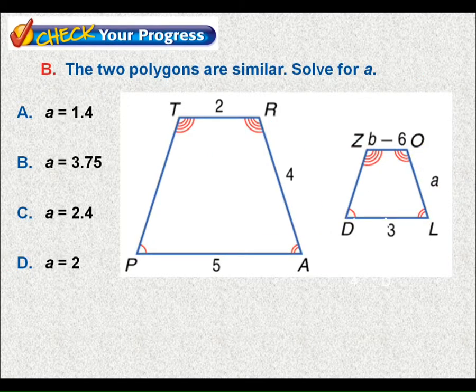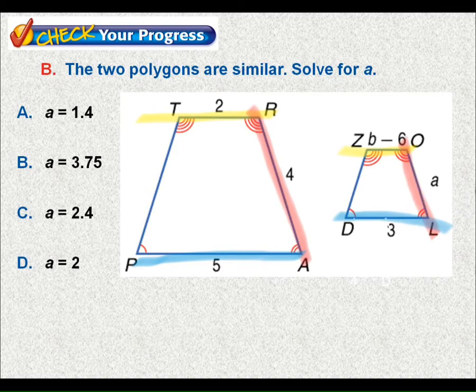Now here the 2 polygons are similar. Solve for A. Here's where our proportions come in. So this is a bigger version of this figure here. I want to solve for A. Okay. So I know that this side would be proportional to which side of the other one? ZO, right? Those would be proportional. I know this side would be proportional to this side. And I know this side would be proportional to that side. I want to know what A is.